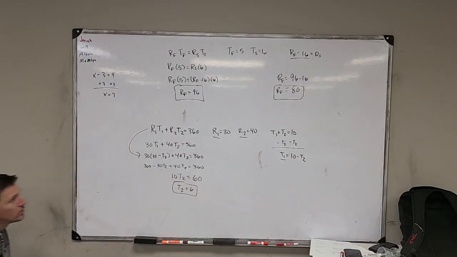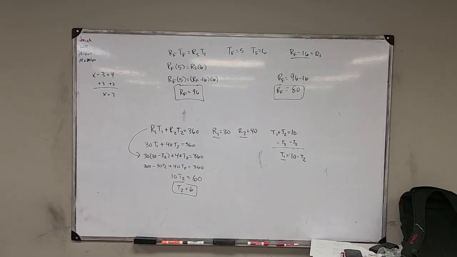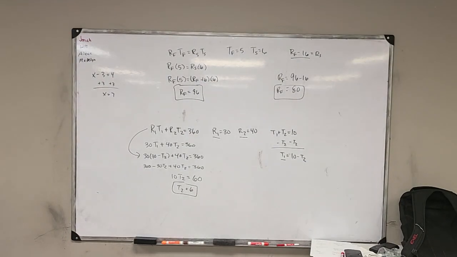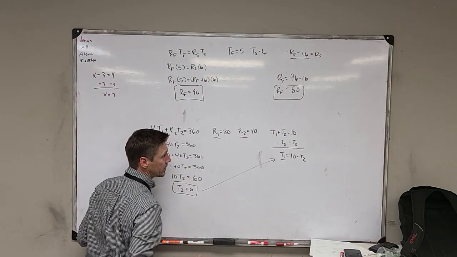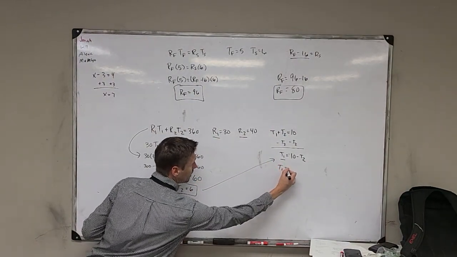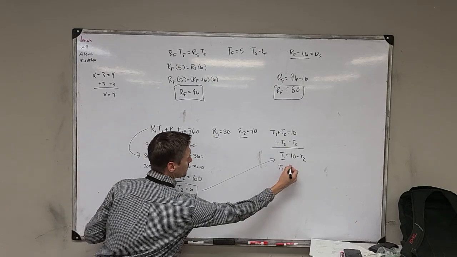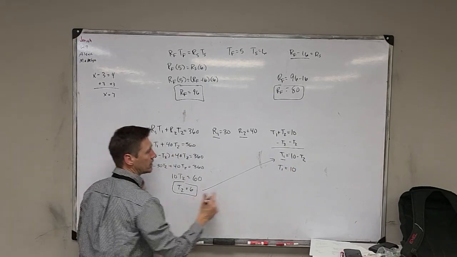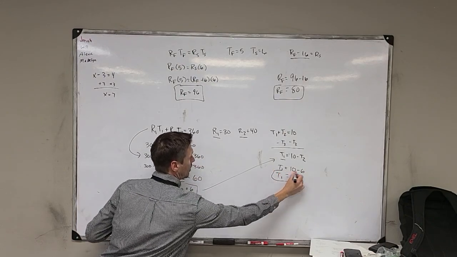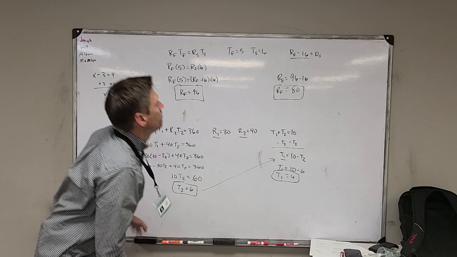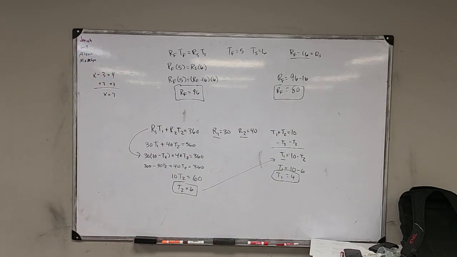So that's T2. And if I want to find T1, how do I figure out what T1 is? You plug it into the equation on the far right. Yeah, so I've got an equation already right here that tells me what T1 equals, and all I need to know is what T2 is. So T1 equals 10 minus the T2 I just solved for, which was 6. So T1 equals 4. So now I've answered the question. They wanted to know what T1 and T2 was. I've figured out what both of those are.